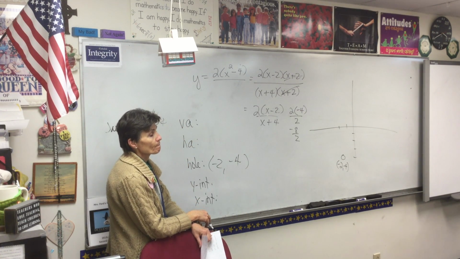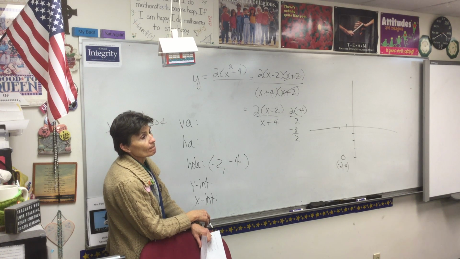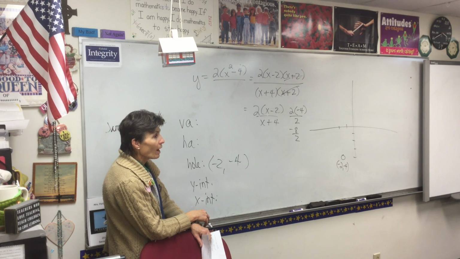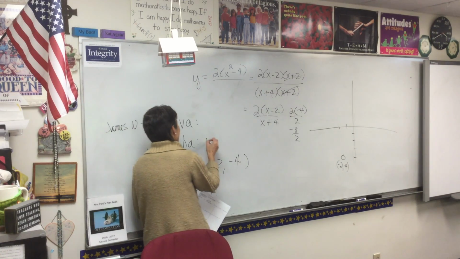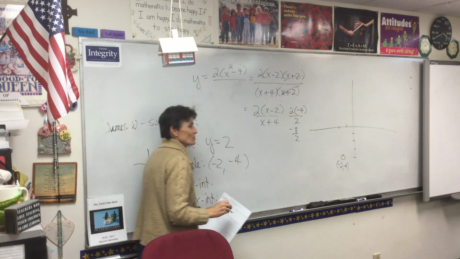Jordan, for horizontal asymptote would be like 0? There would be no, actually not 0. No horizontal asymptote because 2. No, 2. It's at Y equals 2.